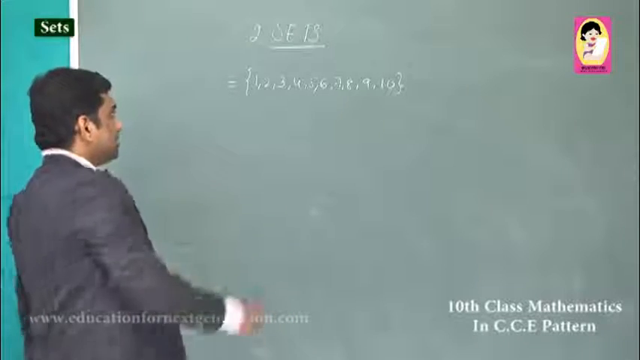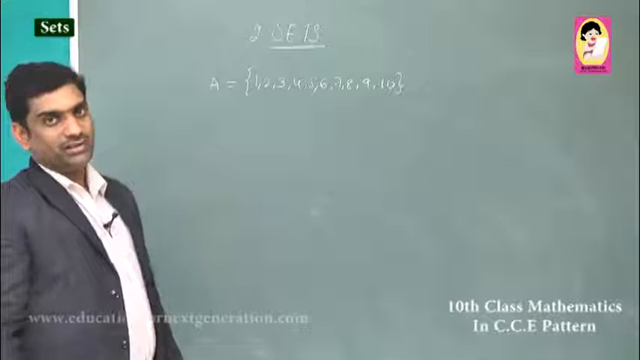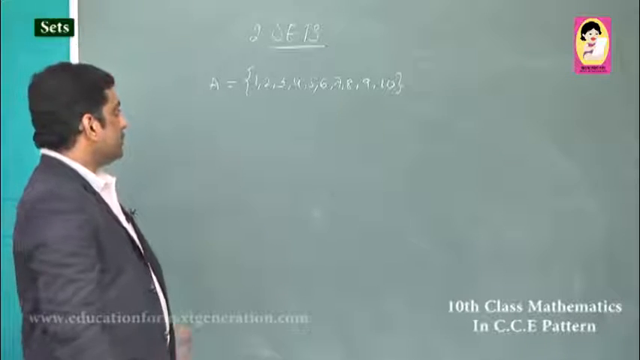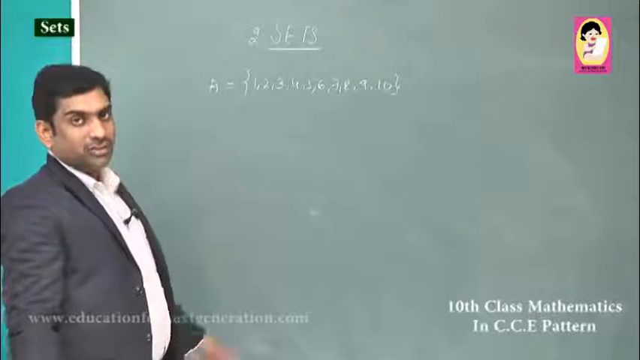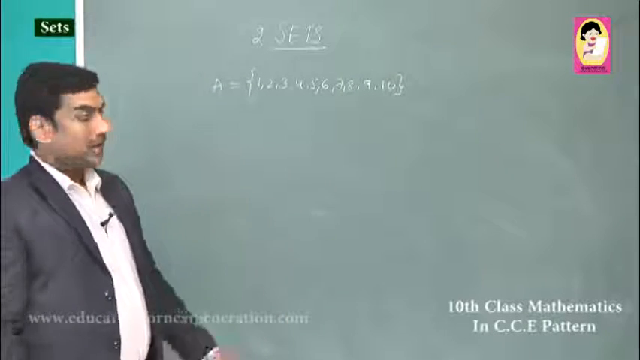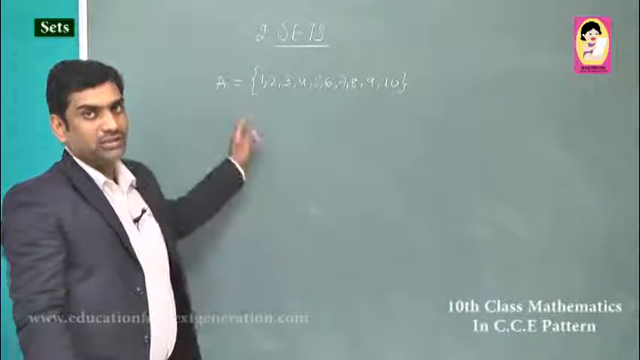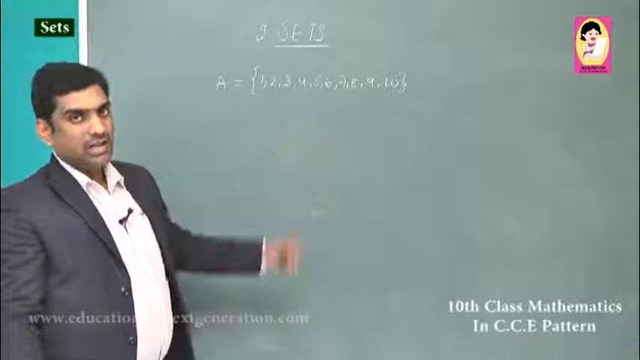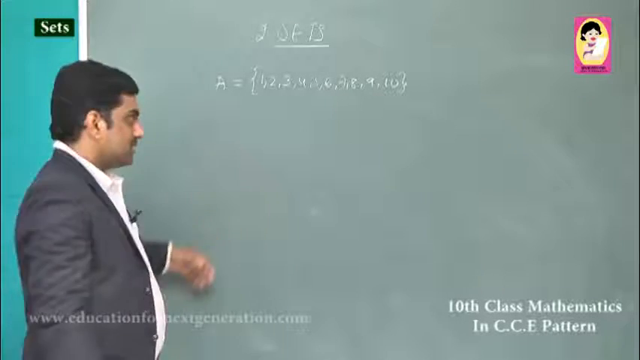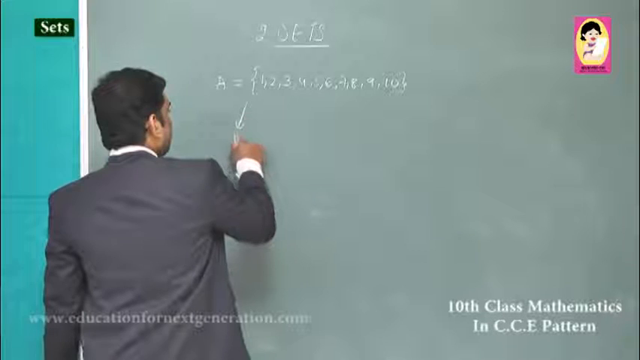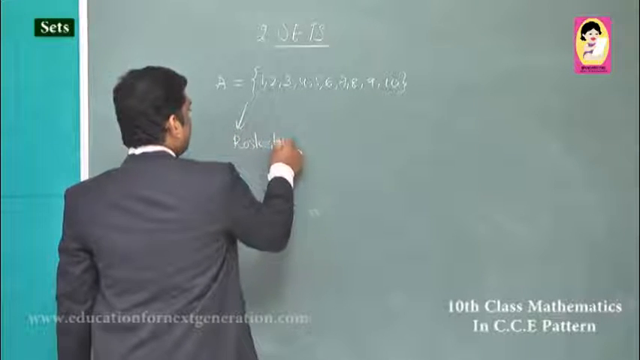Generally, sets are denoted by capital alphabets, and the numbers are enclosed between two flower brackets. We can call that set a collection of well-defined objects. So here A is equal to the collection of first 10 natural numbers. This type of presentation of a set is called roster form of a set.